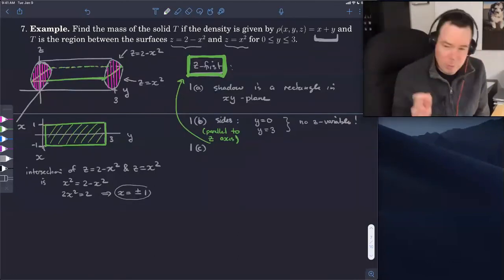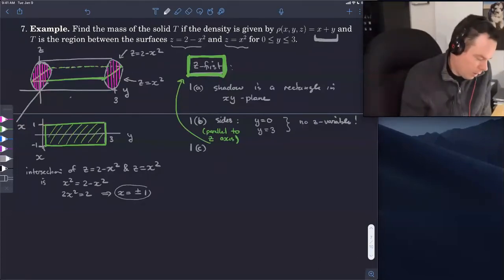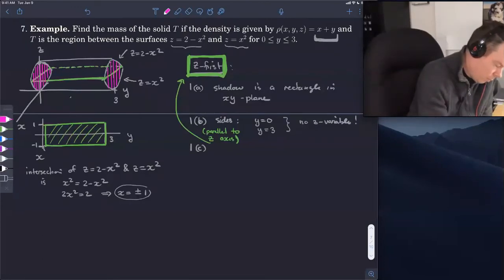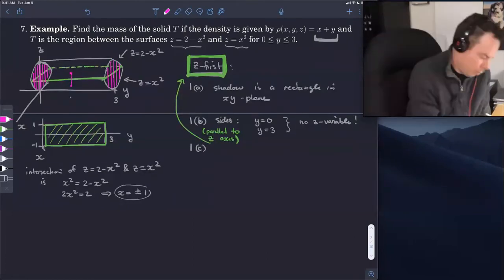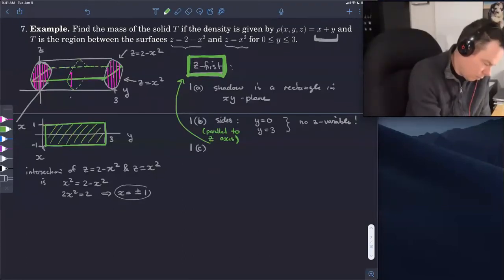Okay, and so maybe I'll just add a little bit more to this. The reason that I'm interested in these sides, for example, is because when I do a z first integral, I'm integrating along the z direction. So I pick some point down in my domain, in my shadow, and then I go up from that point, find out when I hit the bottom of the surface, and I integrate along all the values until I hit the top of the surface. So I'm imagining I'm doing something like this. So there's my cross section there.